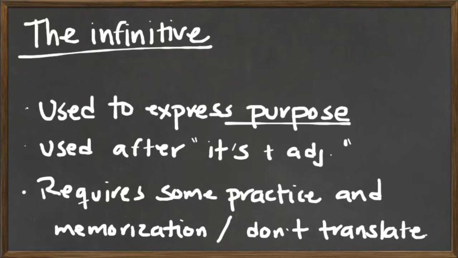We use it to express purpose, why we are doing something. We can also use it for like the because expression. They use it after it's plus adjective. Example, it's difficult to go, it's difficult to buy, it's difficult to play, etc. So remember this expression, it's plus adjective.